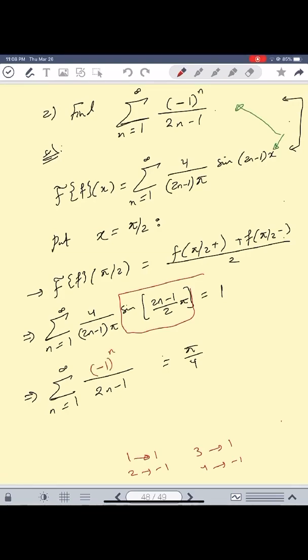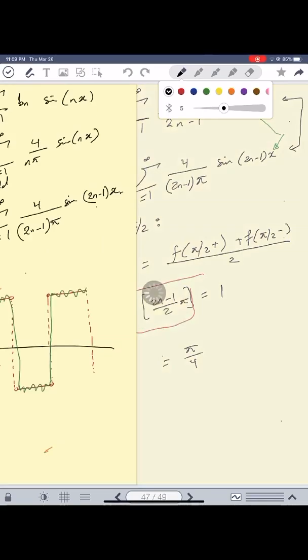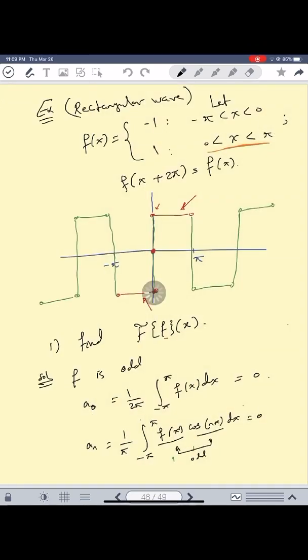Now, is it n? It's not, because if it were n, then when n is 1, you should get negative 1, and when n is 2, you should get 1, and this is violating what we just found. So it's not n, it is n plus 1 or n minus 1. It's the same thing, by the way. So this is exactly our summation. What we found is that the sum of negative 1 to the n plus 1 over 2n minus 1 is pi over 4. Again, this is exactly what we found before, but we found it using another function.